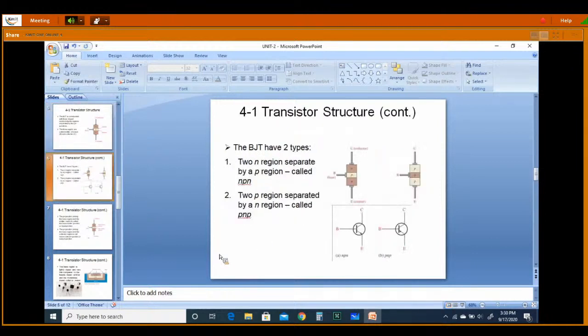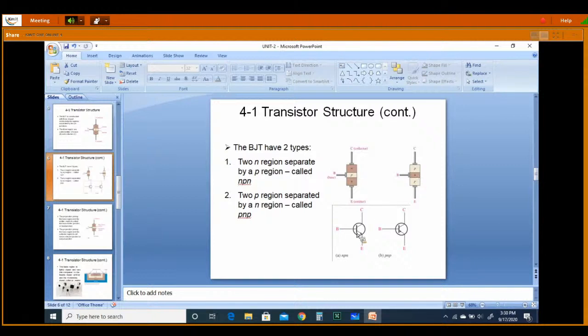The BJTs have two types. What are those two types? The two N regions separated by a P region is called NPN. That means this is an N region, this is another N region, separated by the P region, which we call an NPN transistor. And the second type is two P regions, separated by an N region. That is what we call a PNP transistor.